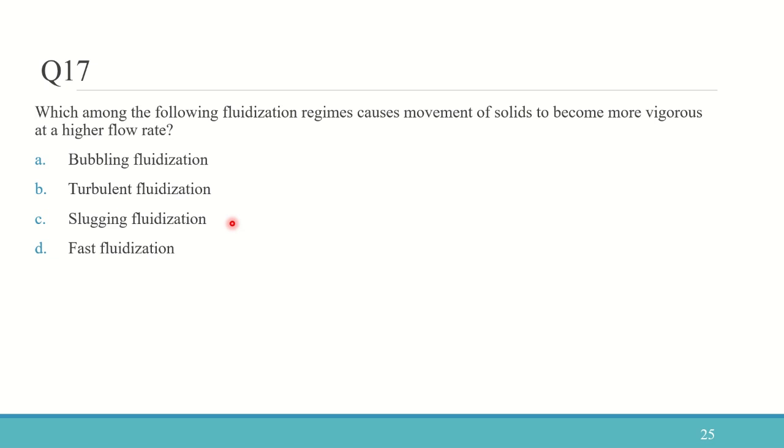So option A, bubbling fluidization, is the right answer, because more vigorous movement with increasing velocity happens in bubbling fluidization, whereas these things already exist in all the other regimes. Only in bubbling fluidization are we able to observe the transition becoming more vigorous at a higher flow rate. So option A is the right answer.